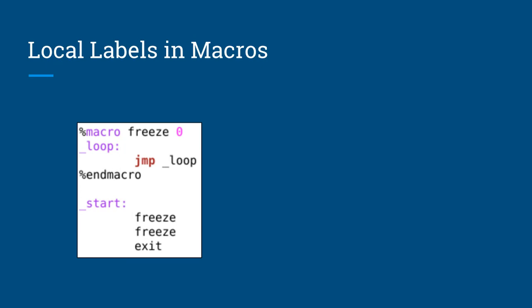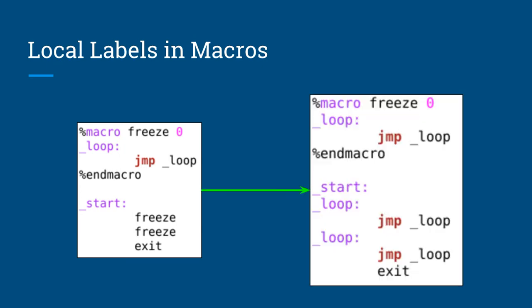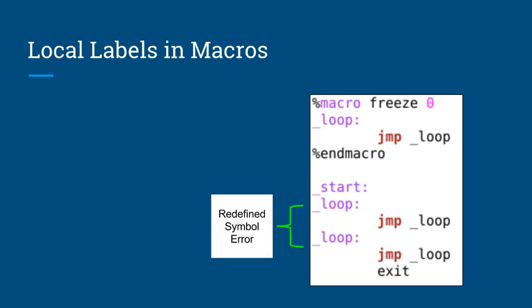Now, you don't want to actually freeze your code, but this is just an example. And as you can see, in _start, I call freeze twice. Now, when this is actually expanded out, the two freezes will be expanded out into _loop, jump _loop, then _loop, jump _loop. So as you can see, you have _loop twice. This will give you a duplicate label error, but the compiler will call it a redefined symbol error.